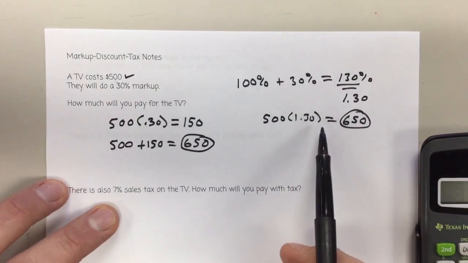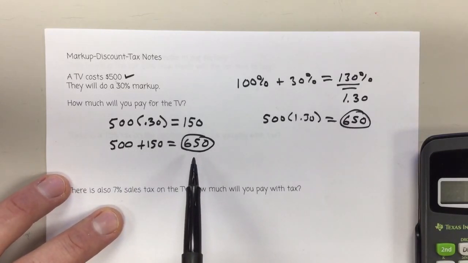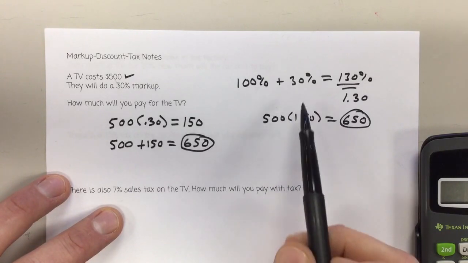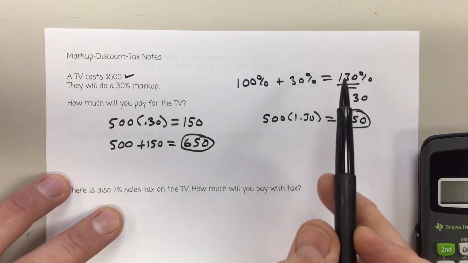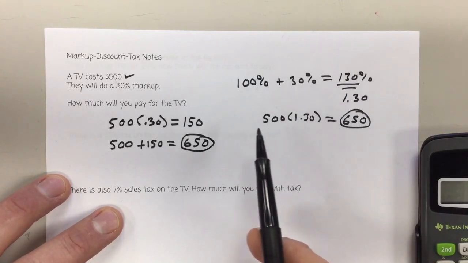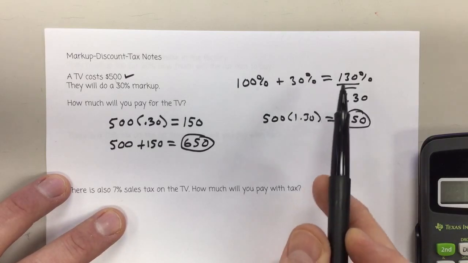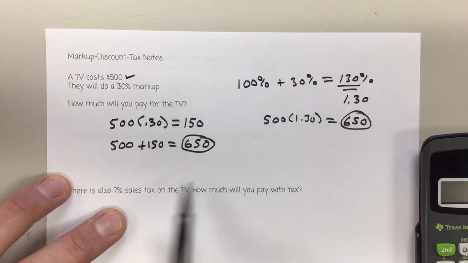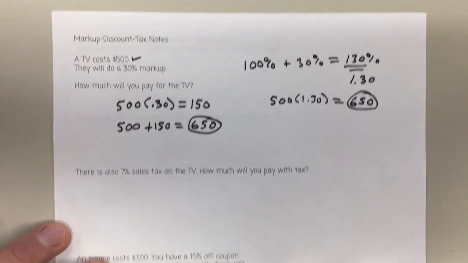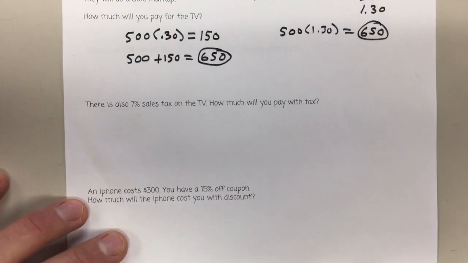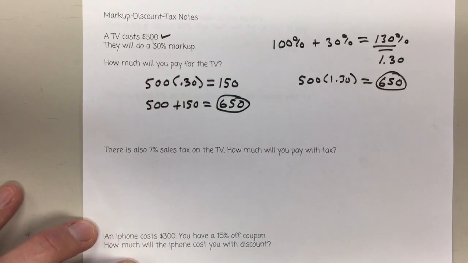Doing it this way actually saves you the step of having to add the $150 to the $500 to get the total cost. So in this method, when there's a 30% markup, it's like you're paying 130% of the cost. So I simply multiply 500 times 1.30, which is the decimal for 130%. Either way is fine. They both work. Example 2, there's also 7% sales tax on the TV. How much will you pay with tax?